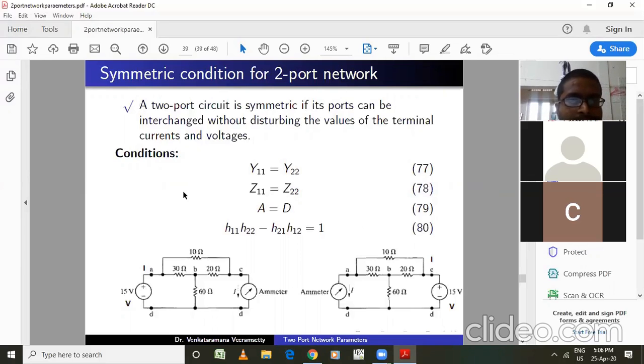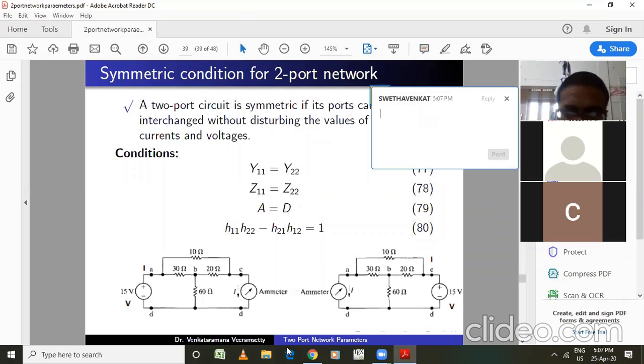See the definition. A two-port network is symmetric if its ports can be interchanged without disturbing the values of the terminal voltage and current. Without changing terminal voltage and current. Try to understand that statement. A two-port network is symmetric if its ports can be interchanged. That means the first port going to the second port and the second port connected to the first port, without disturbing the values of the terminal current and voltage. We will discuss that also now.